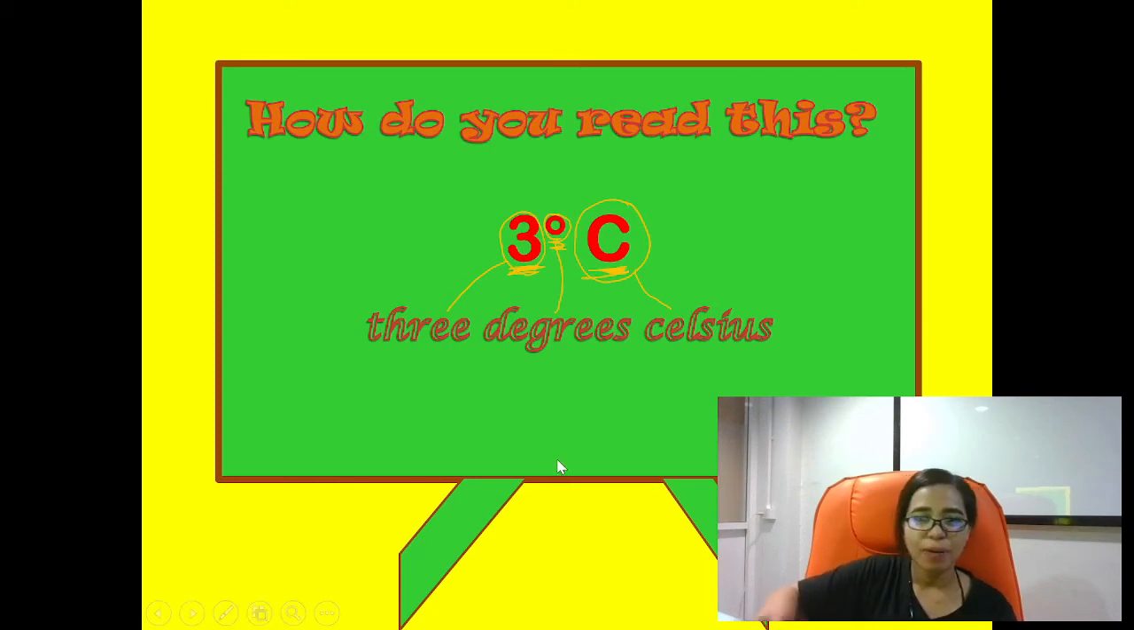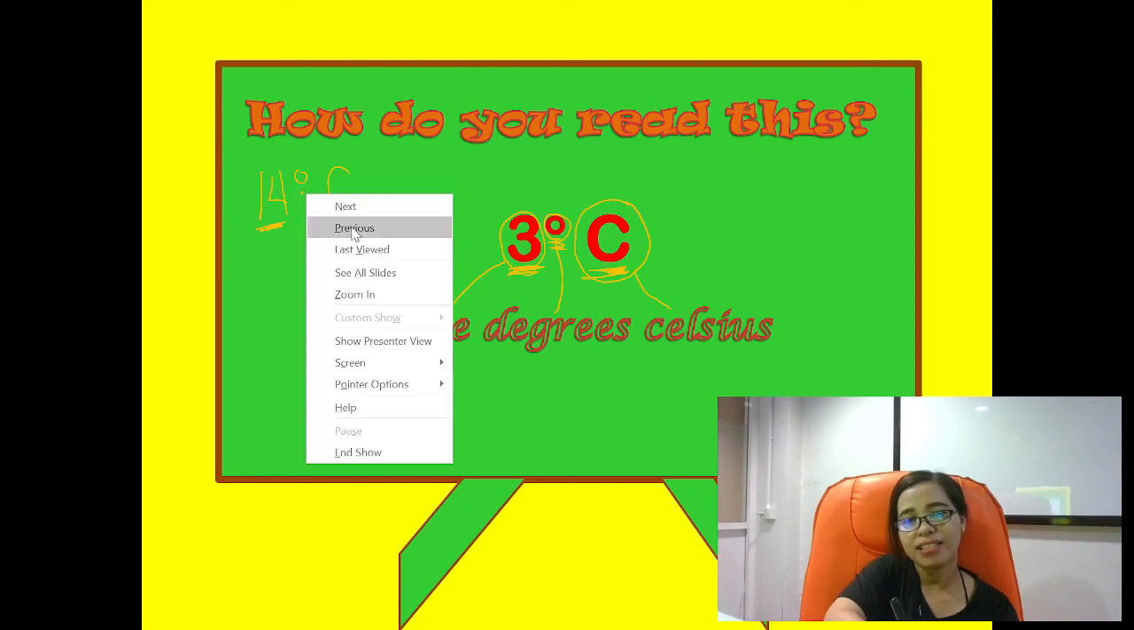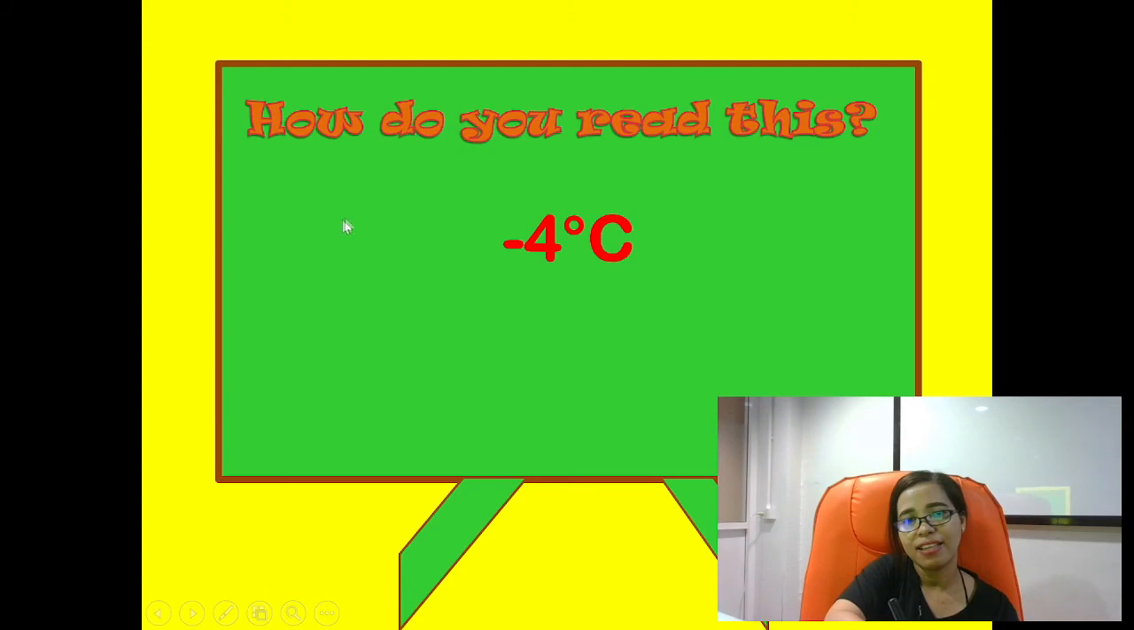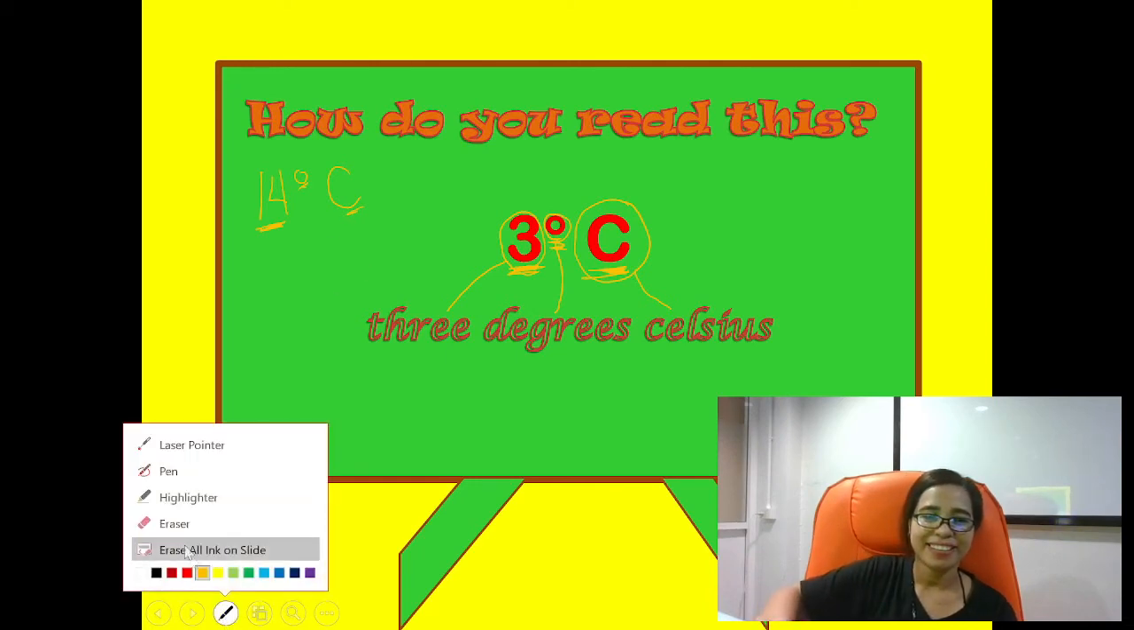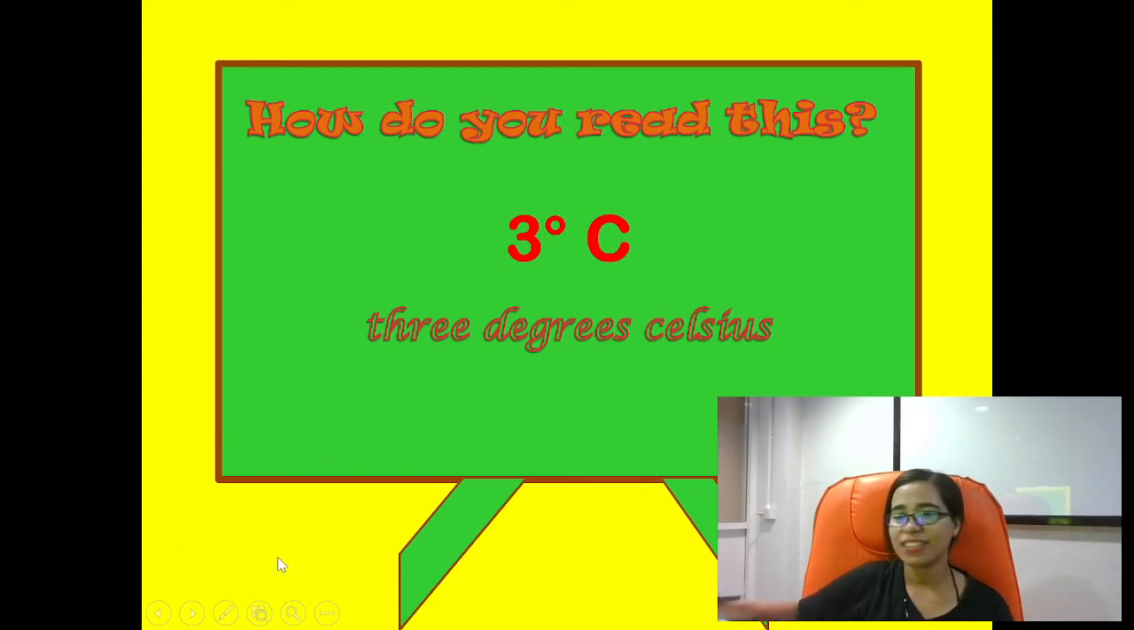Okay, how about this one? How to read this one? Okay. If this one is 3 degrees Celsius, how about this? We have 14 degrees Celsius. Okay, good job. Very good. Okay, next one.